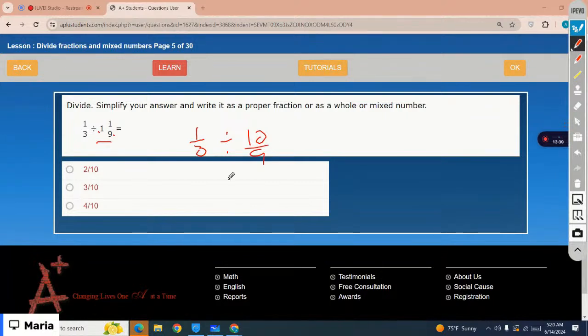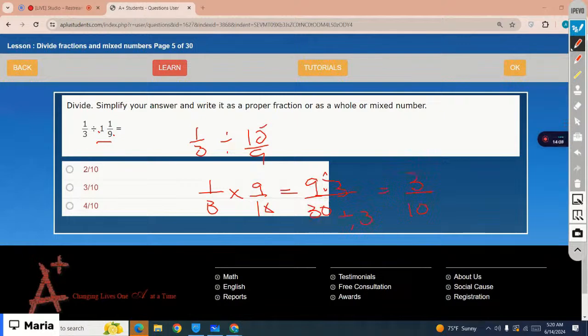Now replace the division sign with multiplication, 9 over 10. Just multiply: 9 times 1 is 9 and 10 times 3 is 30. Now divide them by the greatest common factor. The greatest common factor is 3. Divide them by 3. So 9 divided by 3 and 30 divided by 3, and you have 3 over 10. So the correct option is 3 by 10.